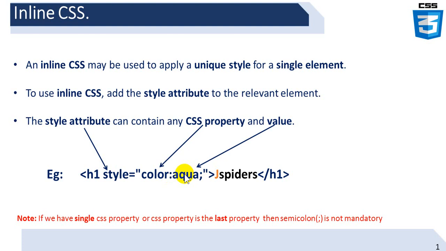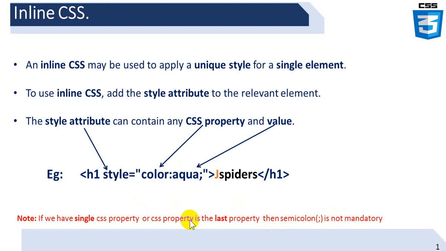Now if you observe here, there is a note. We are separating the CSS property and the value with the help of a colon. And at the end we are passing a semicolon. Observe here, there is a note. If we have a single CSS property, only the color property is there, or the CSS property is the last property, consider I am passing multiple properties, then the semicolon is not mandatory. This note I will also show you.